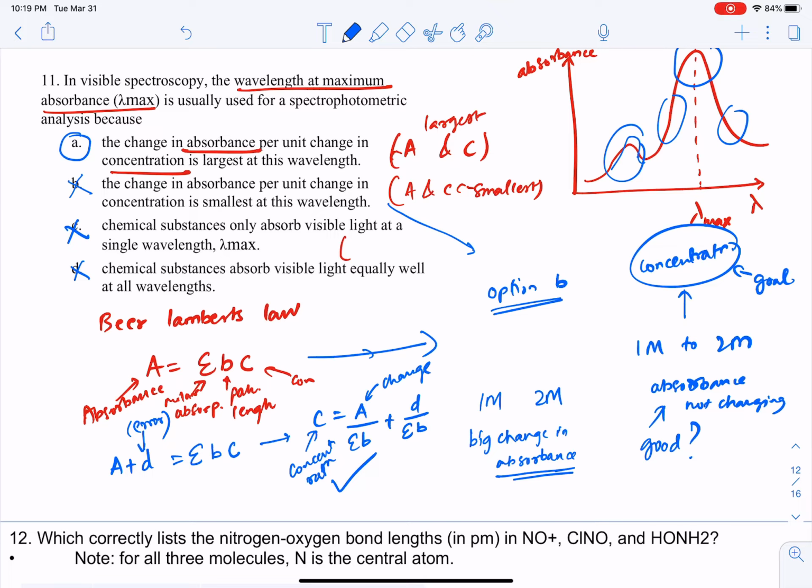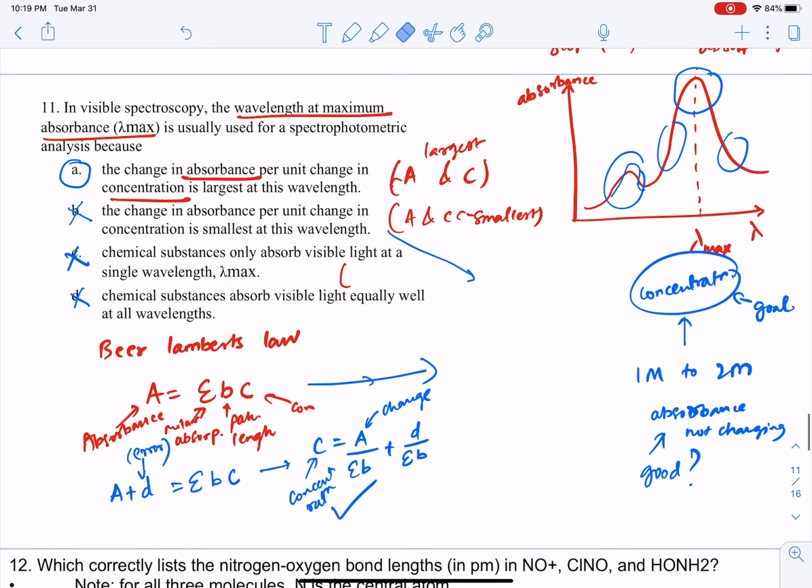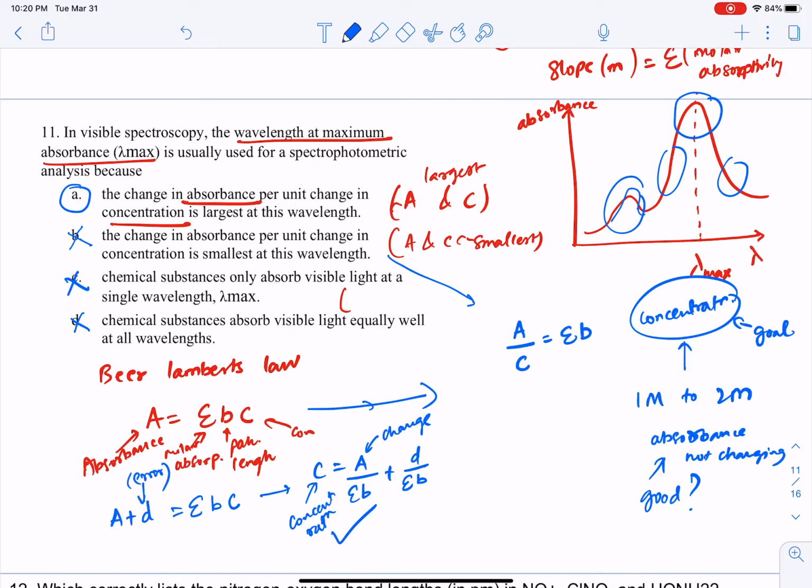So for the mathematical thing, let's clean this space, and let's do change in absorbance per unit change in concentration. So having absorbance on the top, the concentration on the bottom. So our goal is something as EB, and this is the same thing as this formula.